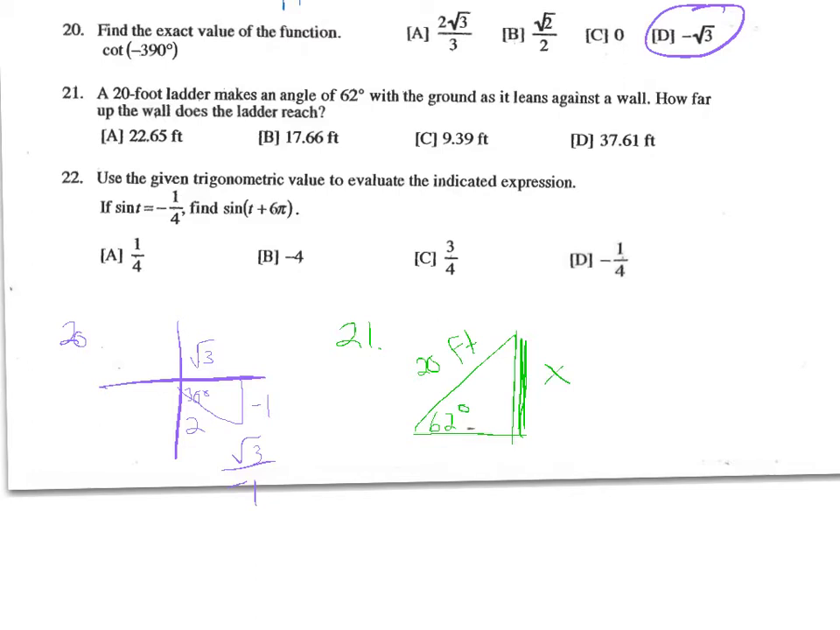And we know that we'd want to use the sine since we are looking for the opposite side and we know the hypotenuse. So the sine of 62 degrees would equal x over 20. So the answer in calculator ready form would be 20 times the sine of 62 degrees.